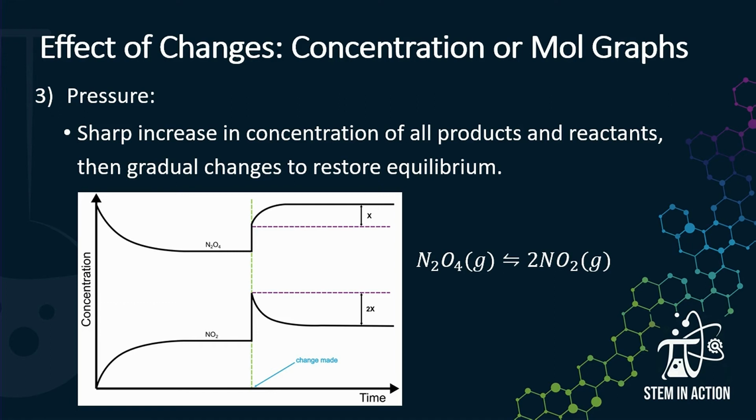However, we know that the equilibrium will shift to counter that change, and so to reduce the pressure, and therefore we'll see a gradual change to restore equilibrium. In this example, our reverse reaction lowers the number of moles, and so our reverse reaction is favored, and so we see a decrease in the products and an increase in the reactants after the initial sharp increase.